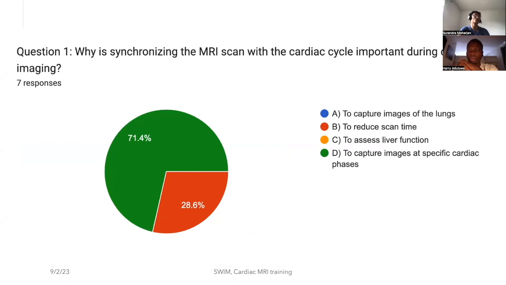So question 1 was, why is synchronizing the MRI scan with the cardiac cycle important during cardiac imaging? Most of the people got it right: to capture the images at a specific cardiac phase. So we don't do it to capture images of lungs, to reduce scan time, or to assess liver function. We need to capture images at a specific cardiac phase.